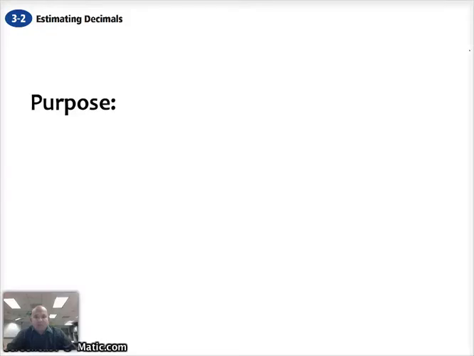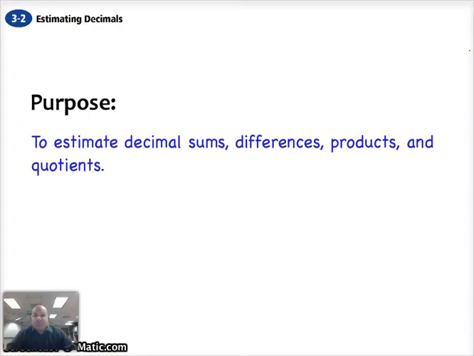Hi class, today's lesson is lesson 3-2. It's on estimating decimals. Purpose for today is to estimate decimal sums, differences, products, and quotients. Essentially what we're doing is we're using estimation with all operations involving decimals.